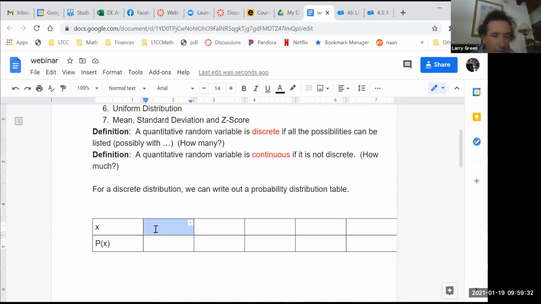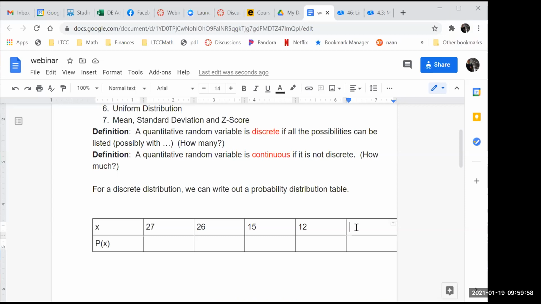So we saw from the game that you can win 27. You can win 26. You can win 15. You can win 12. And you could lose $1. What number should I put in if you lose $1? -1. So note, losing is a negative number.